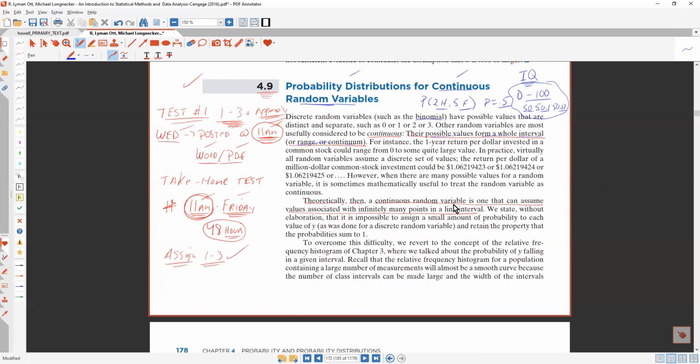So we say that a continuous random variable can assume values associated with infinitely many points in a line interval. And that's exactly what this expresses up here. We say infinitely many because really, if it's truly continuous, any of those values, say from 0 to 100, are possible. There's a whole bunch of values here. That's what defines it as being continuous.